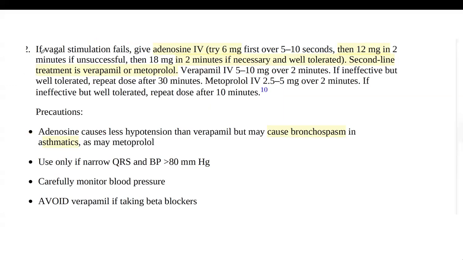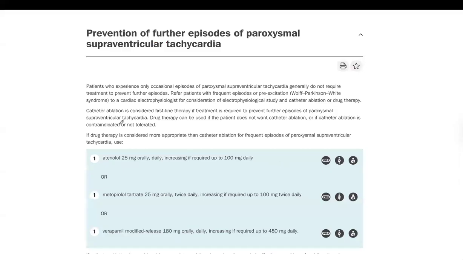So this is from the ETG guideline. If vagal stimulation fails, we can try IV adenosine. We start with 6 milligram first, then 12 milligram, then 18 milligram. The alternative or second line is verapamil or metoprolol. Okay.